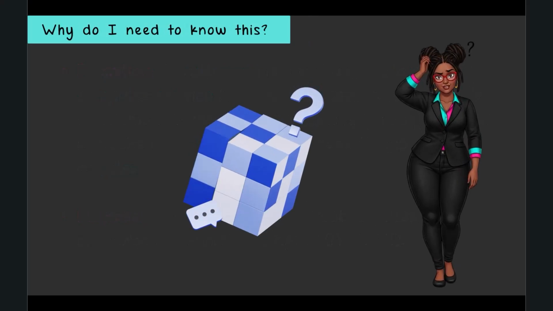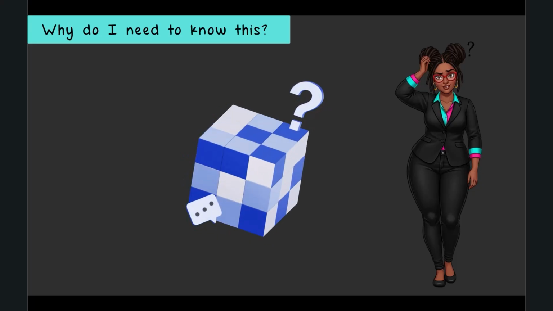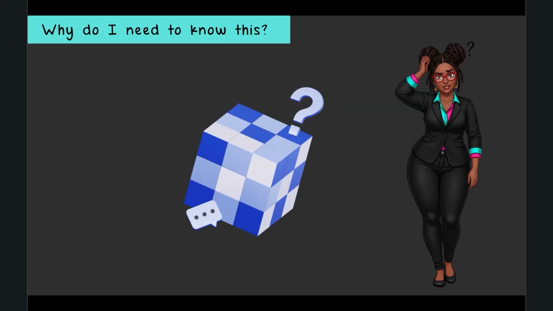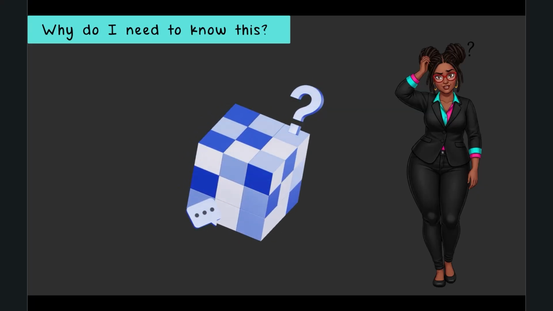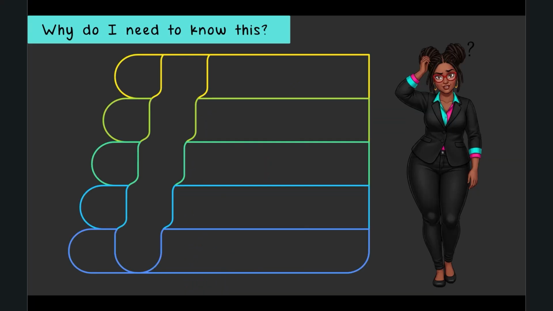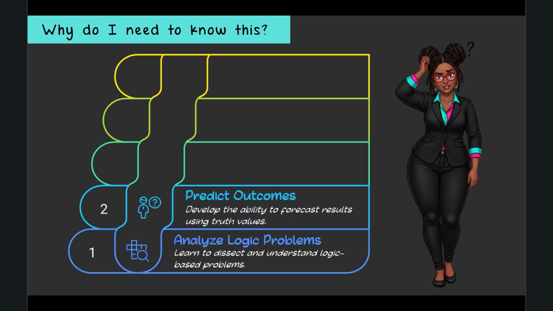But before we do all of that, you might be asking yourself, Miss Lewis, why do I really need to know this truth table thing? How is this going to help me? Good question. It isn't just about passing a test, it's about developing some truly essential skills. First off, learning truth tables helps you to accurately analyze and predict outcomes in any logic-based problem. Think about it. If you understand how the conditions interact, then you can forecast exactly what will happen. It helps you to see all possibilities so you're not just guessing.